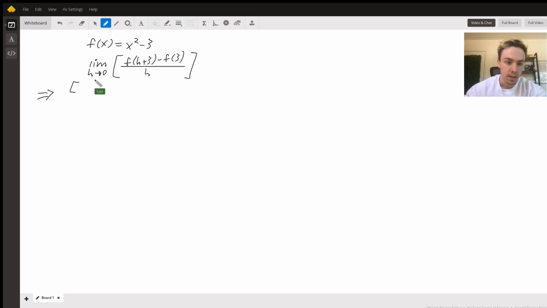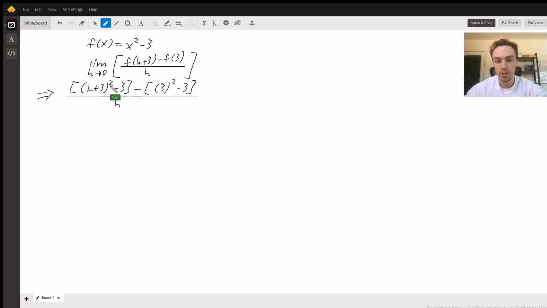So we get h plus 3 squared minus 3. And then subtract off the f of 3, which is just 3 squared minus 3. These are both brackets. And this is all being divided by h.